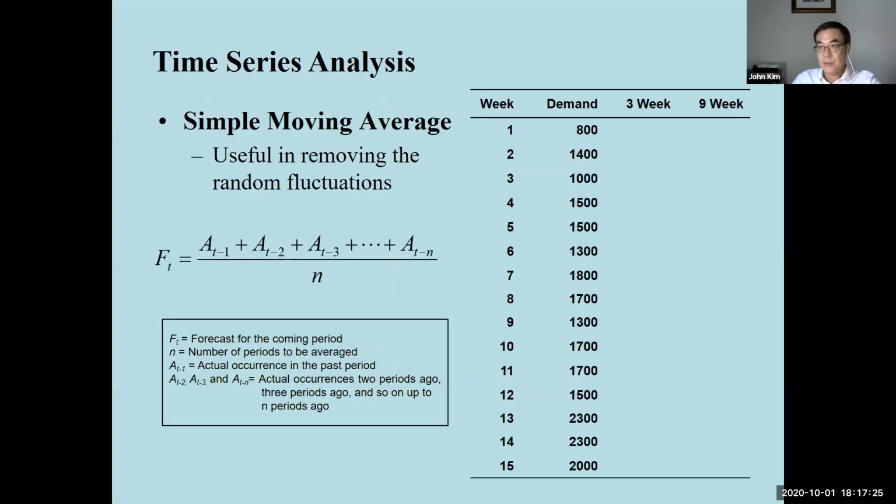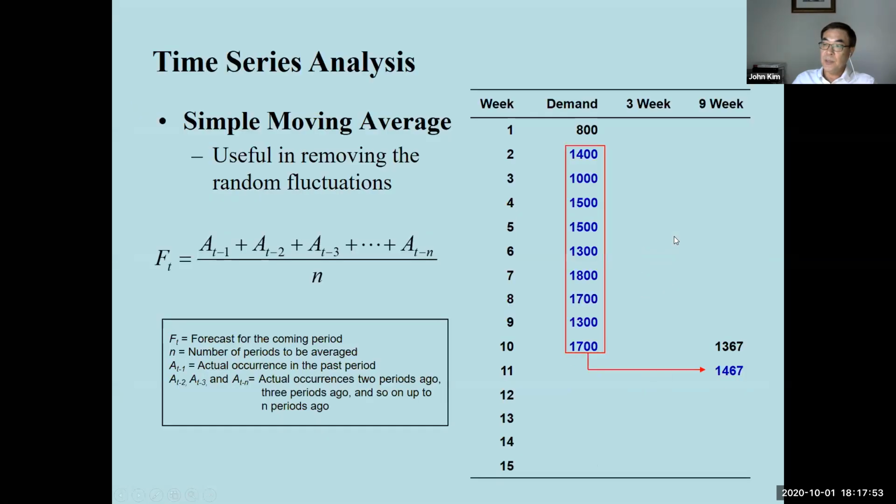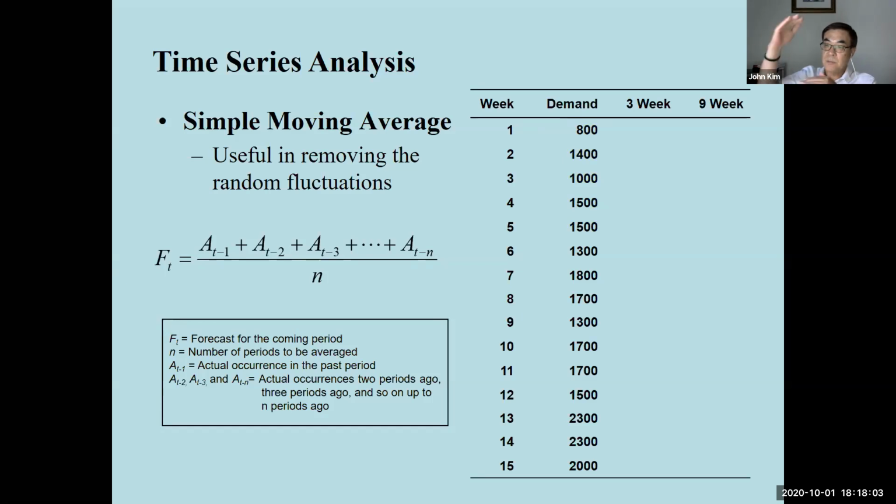And next one, time series analysis. Here, in the first week, the actual demand data is 800, next week 1,400, 1,000, and so on like this. The actual data fluctuates like this. So simply find an average over certain terms, and then use that average itself for the forecast.